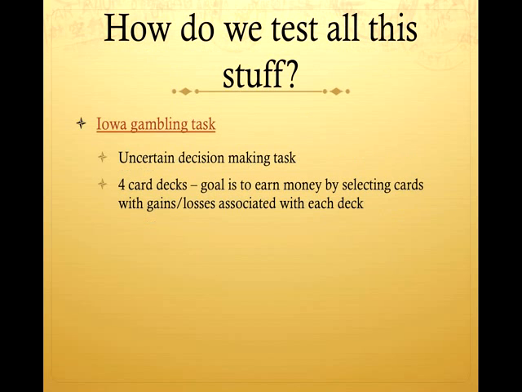So the way we test this is called the Iowa Gambling Task. This link will take you to an example. The other thing you can do is go take the experiment online, which is on the Take the Labs page. What it is, is an uncertain decision-making task, and you get 4 card decks laid out. And you're supposed to earn money by picking different cards, and they have win-loss ratios associated with them.